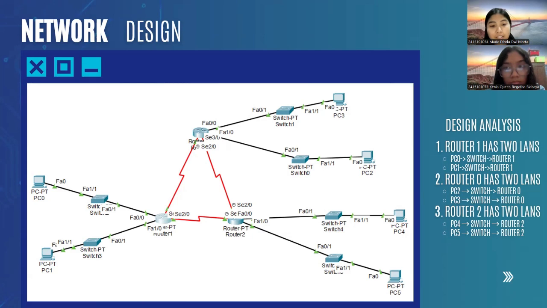Each LAN is represented by one PC and one switch in Cisco Packet Tracer, since the actual number of computers is already represented in the IP calculations. The inter-router connections use slash 30 subnets because point-to-point links only require two usable IP addresses. The next explanation will be presented by my friend.